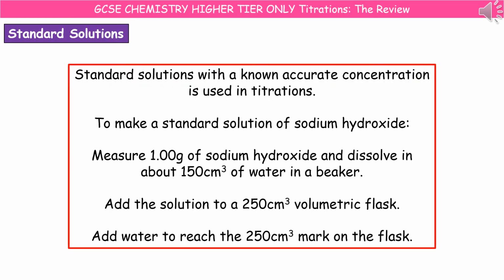What we also need to do with our titration is have a standard solution. So a standard solution has a known accurate concentration that we use in titrations. In order to make it, we've got to measure a known mass of our actual alkali and dissolve it in a specific volume of water, and then we use a volumetric flask to top it up to our 250 or 500 cm³, whatever we wanted. So that means that the actual concentration of that solution in the flask is exact and known to us because we've made it very precisely.